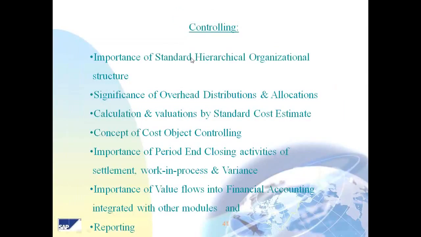So this is an overview of the controlling module: how to maintain the standard hierarchy of organizational units, the significance of overhead distribution, allocations, calculations and valuations by standard cost estimate, and cost object controlling, and the importance of period-end closing activities, for example settlements, work in progress, variances, etc. And the importance of value flows into financial accounting from CO. Normally the data will flow from FI to CO. In certain cases it is also possible for data to go from CO to FI. So now, reporting in CO.